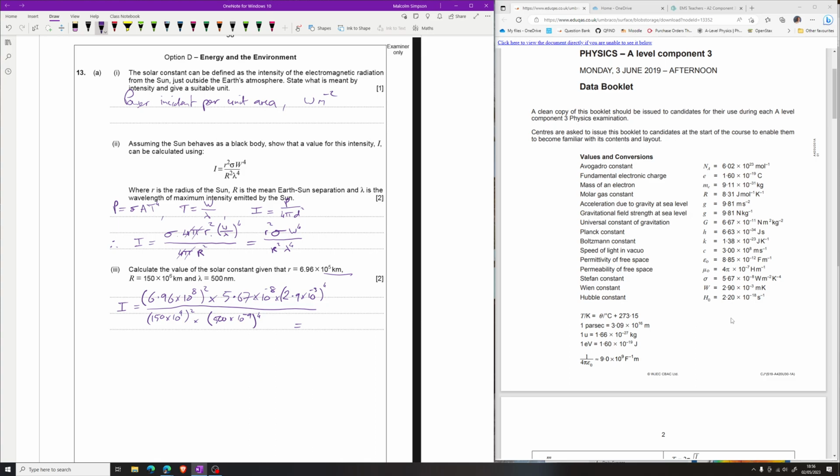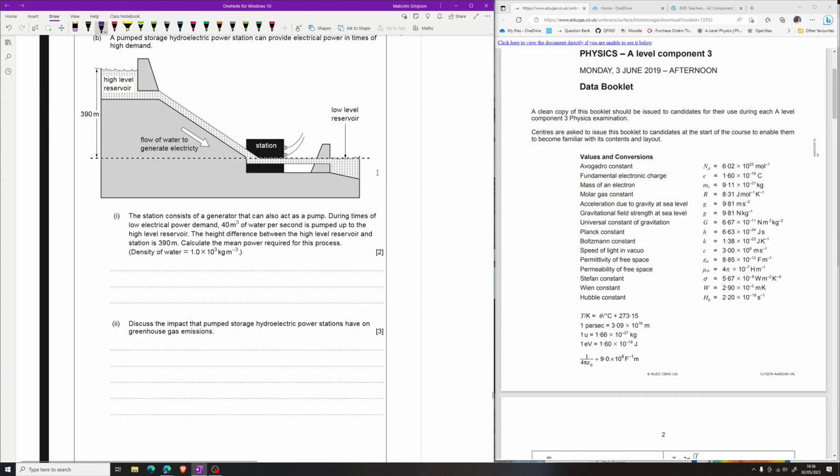150 times 10 to the 9, and that is squared. And then finally 500 minus 9 to the 4. Hopefully I'll get a number that I recognize. 1380. I actually do recognize that. About 1.3 kilowatts per square meter, I think is a pretty standard accepted number. So that does look right. So all good.